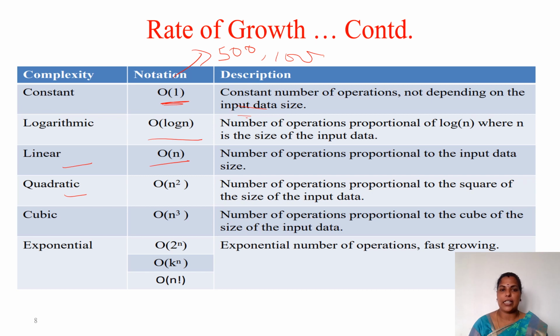Then we have the exponential. Exponential number of operations is fast growing compared to other things. Then 2 power n, k power n, n factorial, many things are there. So we have different complexities and different notations. Most of the time we write it as big O, because it is the upper bound, at most the upper bound. But omega and theta notation can also be written if possible, no issue in that. The upper bounds we write as big O.